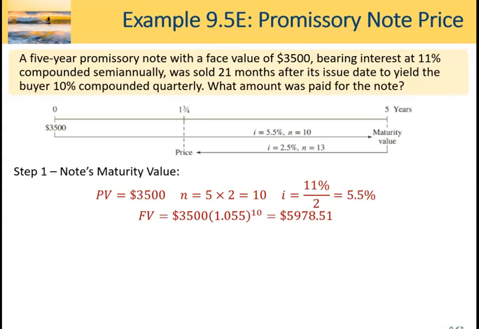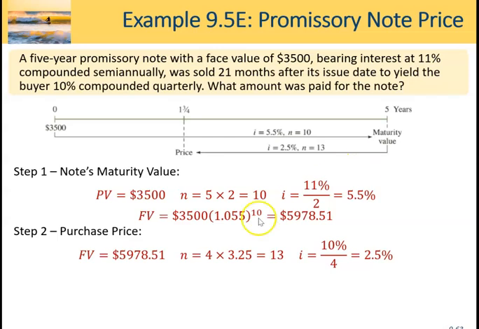So the future value with a present value of $3,500, N of 10, periodic interest rate of 5.5, the future value of that promissory note is $5,978.51. So that's the amount we put at year 5. Okay. So then if I want to discount that back to find out what the present value of it is today, we're going to take the future value.